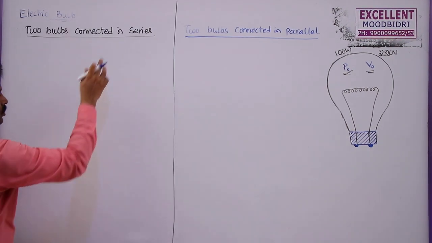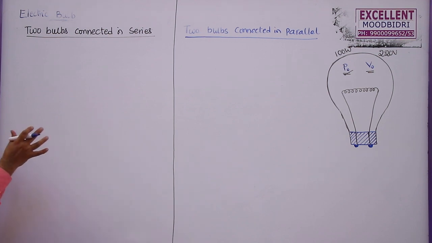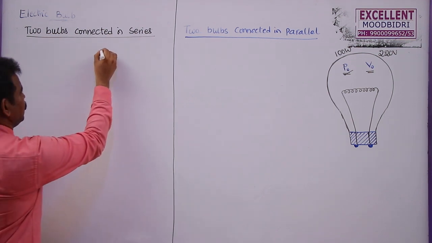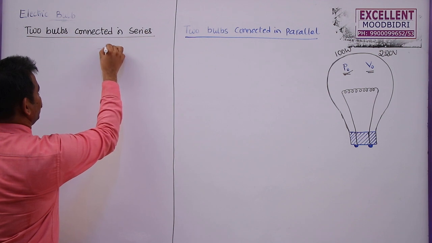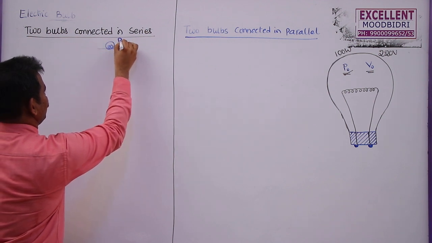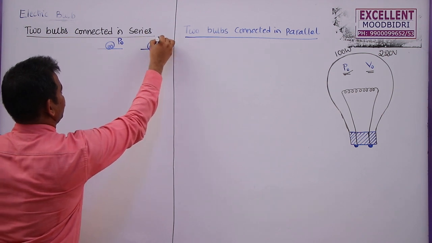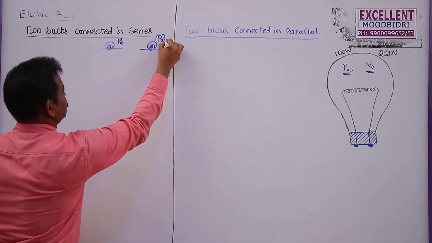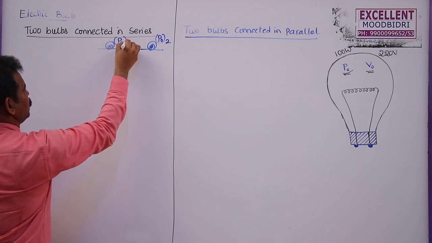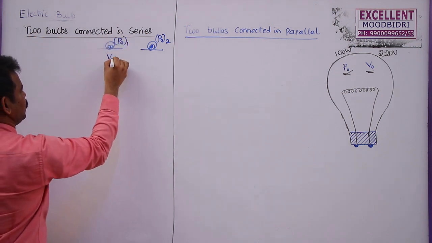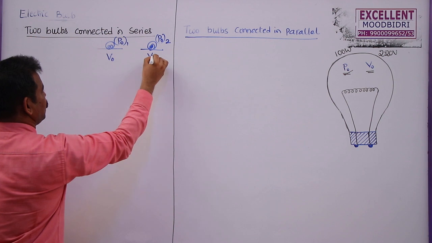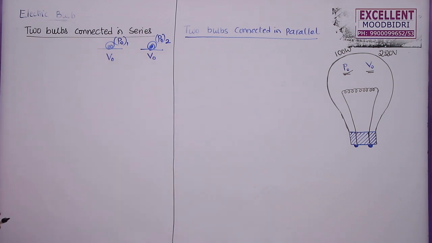So when connected in series, what is the total power consumed by them? So let me explain. First of all, I am taking a bulb having power rating P01, and one more bulb having power rating, as it is the second bulb, P02. Both bulbs are having the same voltage rating.